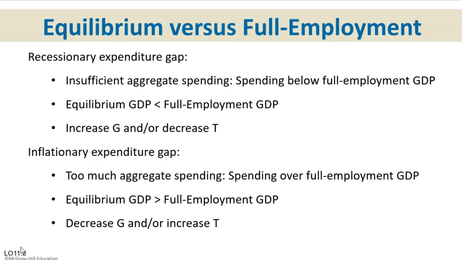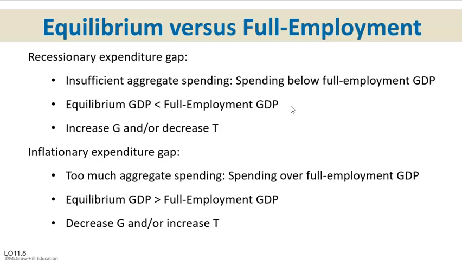So think about the full employment GDP as being our normal, and then sometimes the equilibrium GDP is either too low or too high. The first type of expenditure gap is called a recessionary expenditure gap. This is when spending in the economy is too low. So our aggregate expenditures is lower than normal. And the condition, this is what you'll need to remember here, is that the equilibrium GDP is less than the full employment GDP. So right now, the equilibrium GDP is too low. That means the economy's in a recession. It means our unemployment is very high.